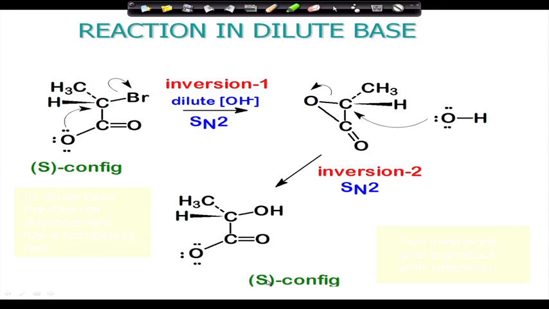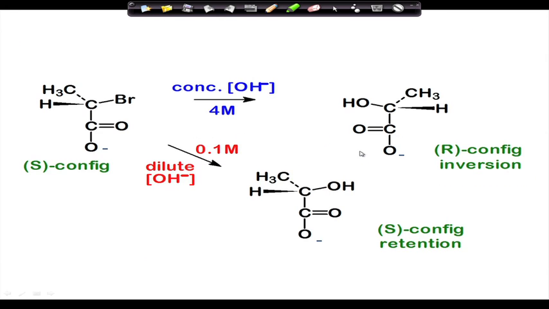But do not be confused, there may be cases where, suppose this is replaced by a carbon, then inversion of configuration takes place and S will become R, because the priority matching will not be there. So there has to be priority matching if S wants to remain S or R wants to remain R. So, this happens with dilute NaOH, remember.